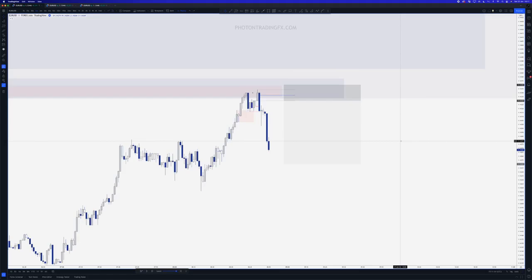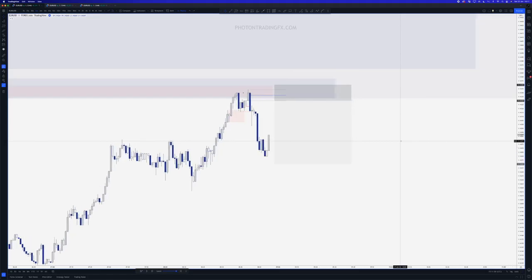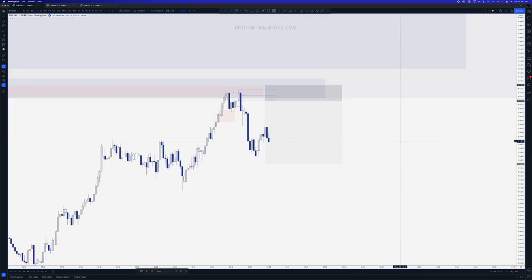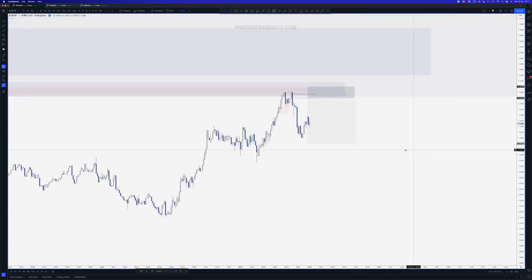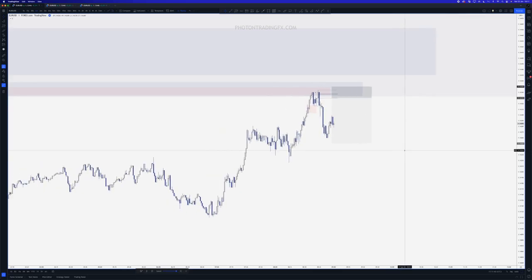So that would be a decent zone, right? And this is where I'll be looking to set that entry and look for price to come back and hopefully tag me in. All right, if I just quickly look at the 15-minute.